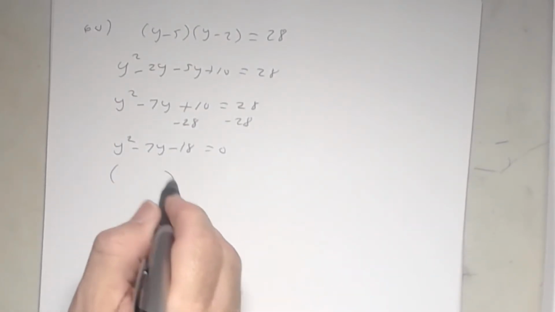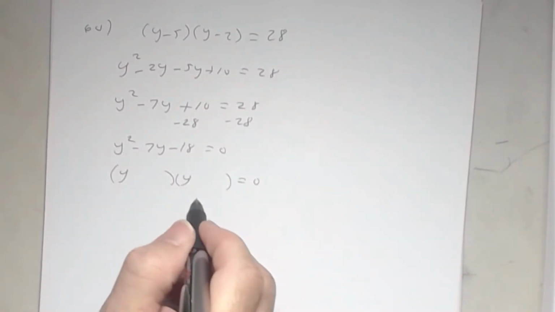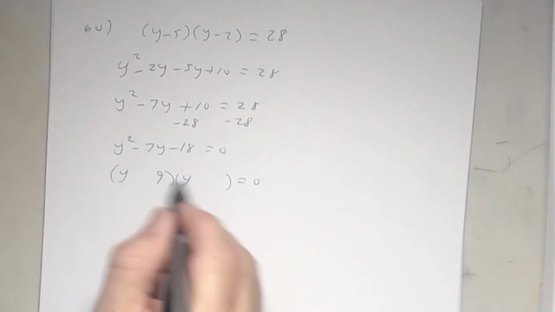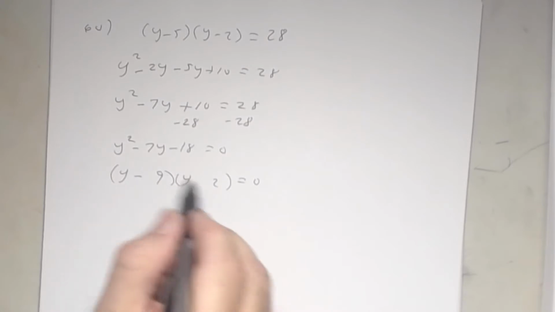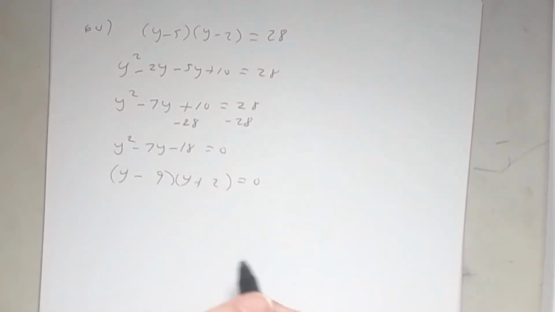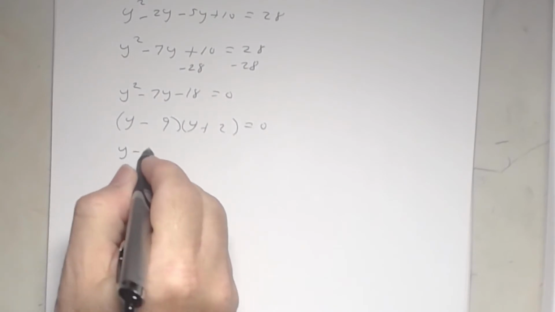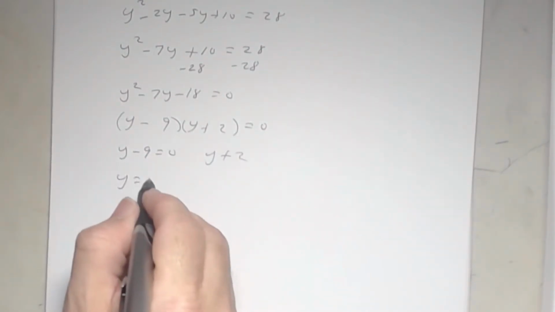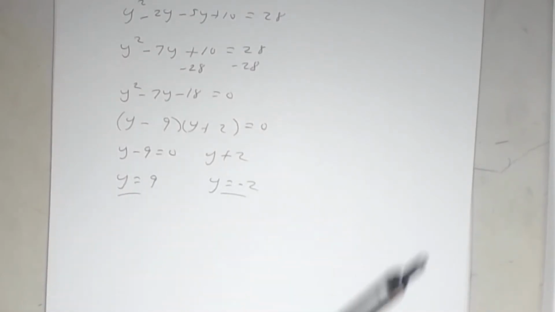All right, so y squared minus 7y minus 18 equals 0. Two binomials, y and y, both sides. And then you got a 7y. 9 and 2. 9 would have to be negative. 2 would have to be positive. Okay, next step. Zero factor. Set each one equal to 0. So y has to be 9. y has to be negative 2. Okay?